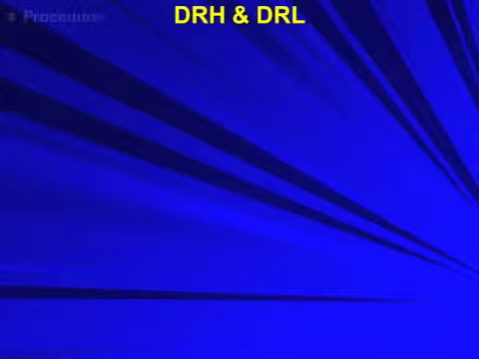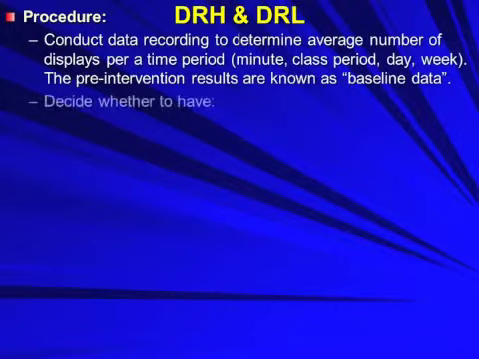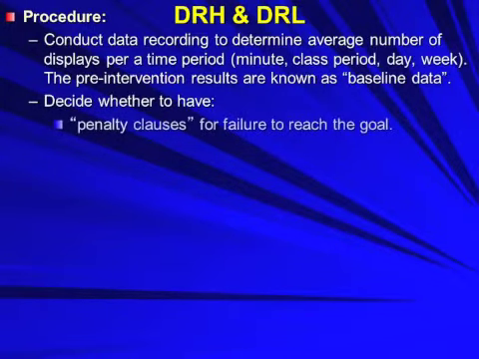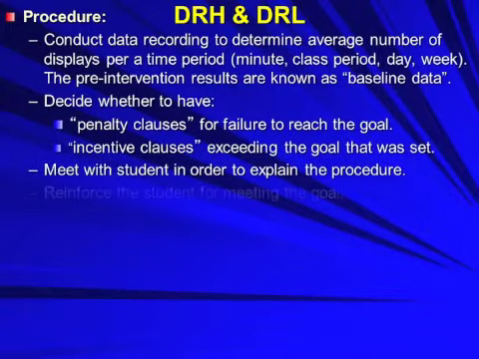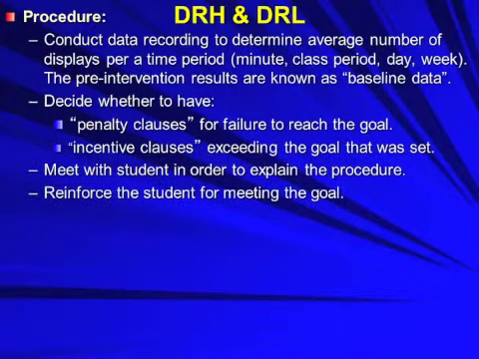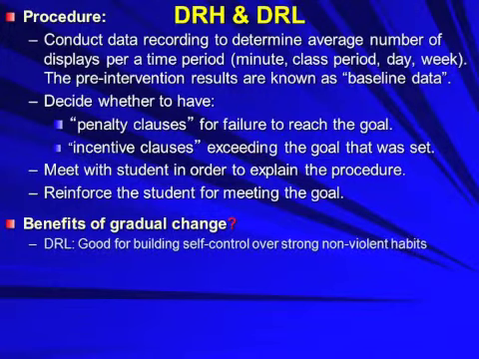Here are the steps for implementing the procedures. First of all, we've got to collect some numerical data that helps us determine how often this is happening on the average per minute, class period, day, or week. And this information that we collect before we actually go ahead with the differential reinforcement procedure is known as baseline data. Then we have to figure out, are we going to have penalty clauses?